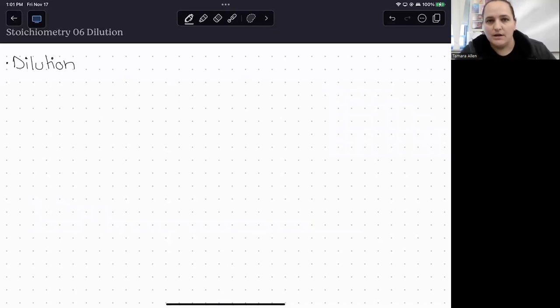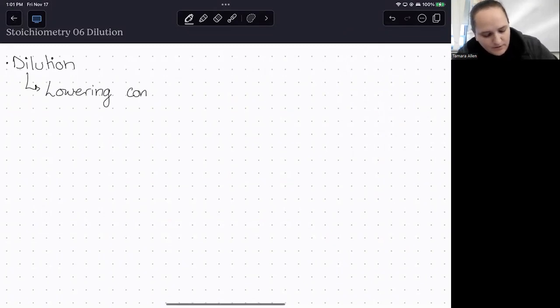So what we're going to be talking about is a concept known as dilution, which is lowering the concentration of a solution by adding additional solvent.